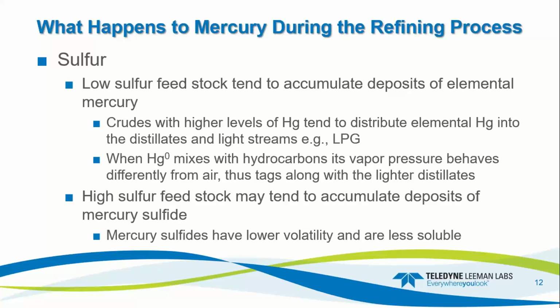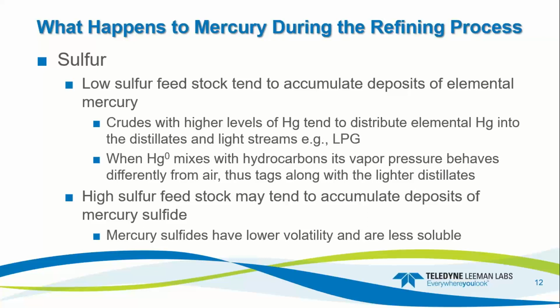So crudes with higher levels of mercury tend to distribute elemental mercury into the distillates and light streams. An example of a light stream would be liquid petroleum gas. When elemental mercury mixes with hydrocarbons, the vapor pressure is slightly different than when it's in air. Therefore, it's going to tag along with the lighter distillate. So that would be a stream to pay special attention to, the lighter distillate stream.